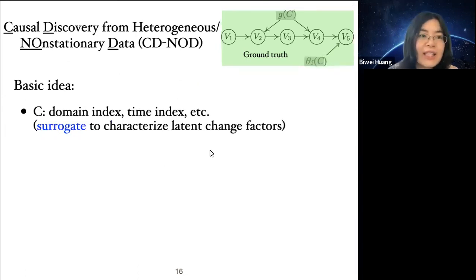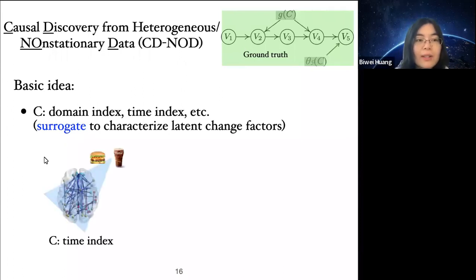The basic idea of CD-NOD is that we represent the hidden change factors as functions of C, where C can be the domain index, time index, condition index, and so on. C acts as a surrogate variable to characterize the latent change factors. In a previous example, the causal relationships among brain areas may be confounded by smoothly changing attention or outside stimulus. So here, C can be the time index to characterize the change of attention.